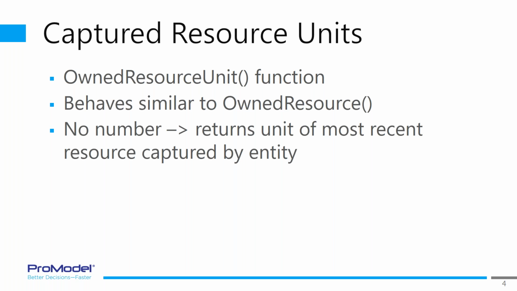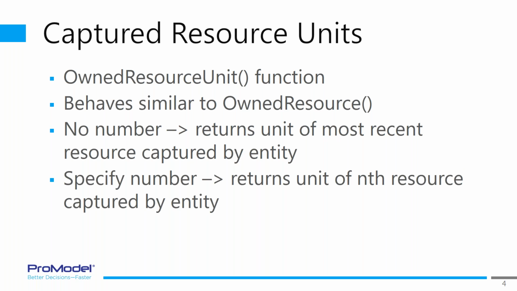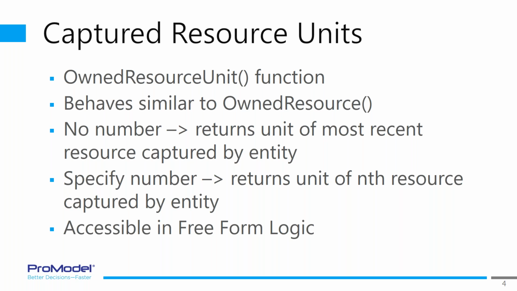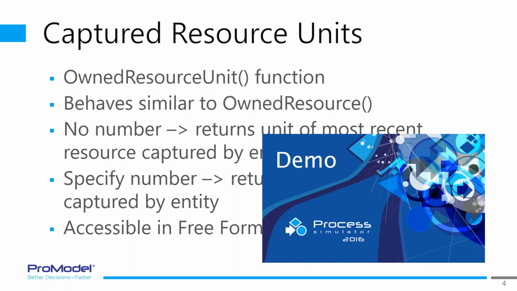Now, just like owned resource, if no number is specified within the parentheses, then it returns the unit of the most recent resource captured by the entity. But if you do specify a number, it returns the unit of that nth resource captured by the entity. So the very first resource that you captured could have been 3, 4 process steps before. You'd put a 1 in parentheses, and that's the oldest resource that you've captured, and it would return that unit. Again, this is also only accessible from freeform logic.